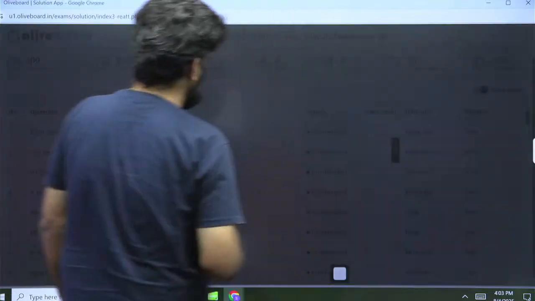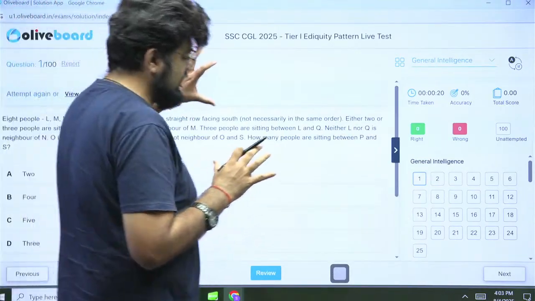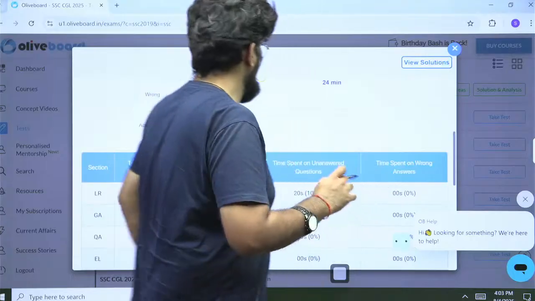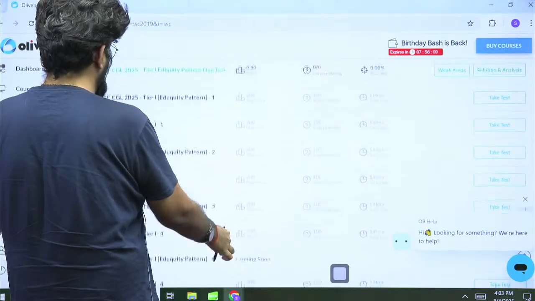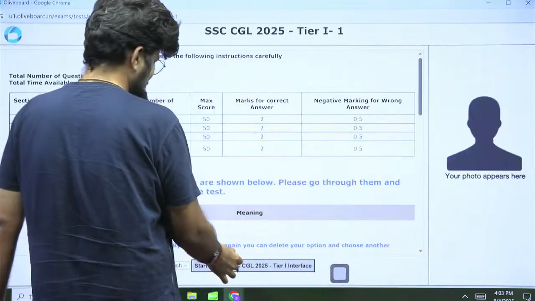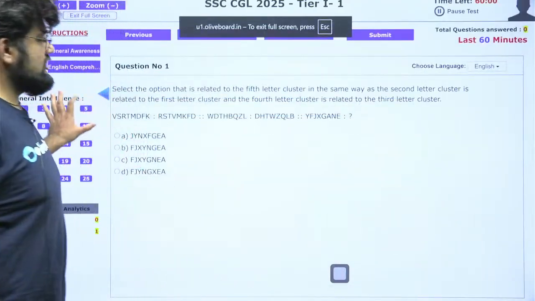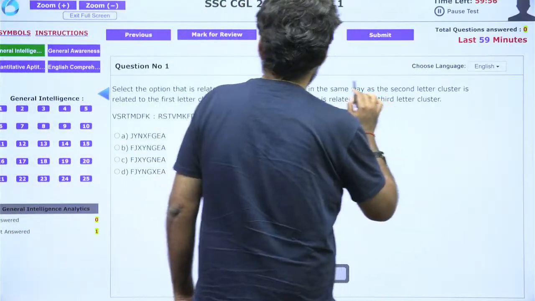I think the discussion of these mocks, when we are discussing here, is not coming in the new pattern, but I'll show you. If you look at the mocks here, any mock, if you see Tier 1, you take test, click on this and you can see it's exactly in the same format, right? Now let's start without wasting any further time.